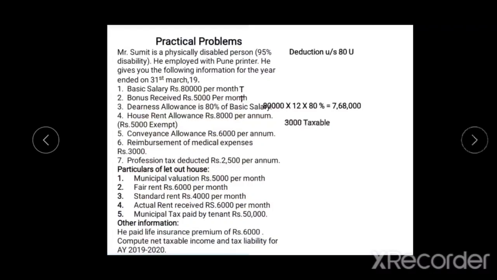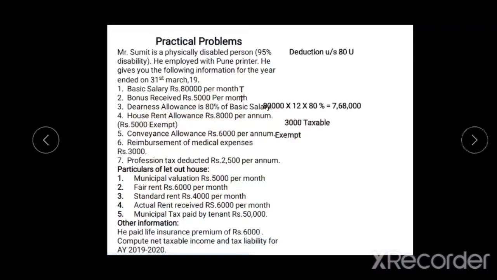Next, let's move further. House rent allowance is given as 8,000 per annum, and you already know the house rent allowance, which is also called HRA, is exempt under section 10 subsection 13A. And how much amount is given? The amount is given as 5,000. If the amount is not given, students, we have to calculate the exemption amount. Here 8,000 per annum is given, 5,000 exempt. So how much amount will be taxable? 3,000 amount will be taxable.